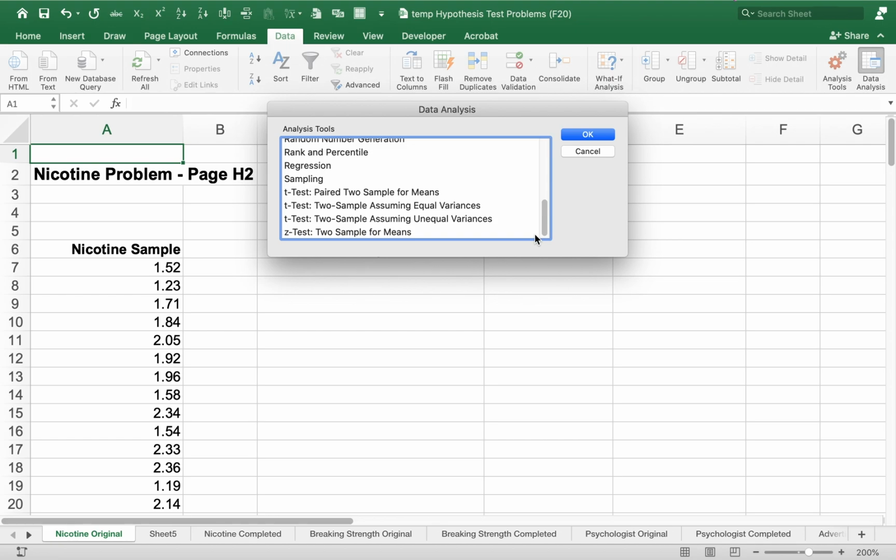The problem is that they're for 2 sample tests. And we're only dealing with 1 sample. But is there a way actually that we can use that? And the answer is yes. We're actually going to use something here called the t-test 2 sample assuming unequal variances.